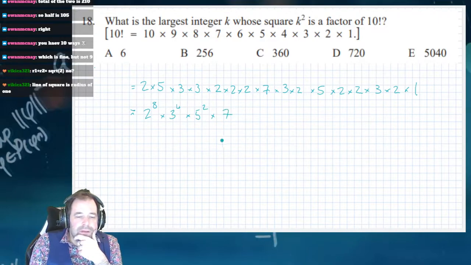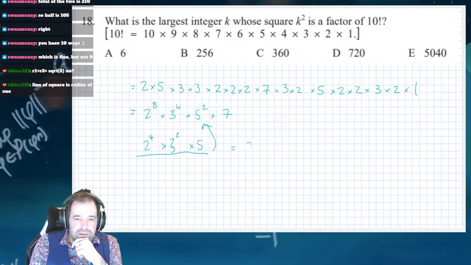And how many 7s we've got? We've got 1. Now, if you want a factor of this that is a square number, it has to have at most 4 2s, at most 2 3s, and at most 1 5, because when you square this, it will still divide into this. But you can't have any 7s, because if you square something with a 7 in it, it won't get there. And we're just going to work out what this is. This is 2 to the 4 is 16, 3 squared is 9, 144. 144 times 5 is 720. I believe it's 720. So if you square 720, you get a seventh of 10 factorial, which makes sense.